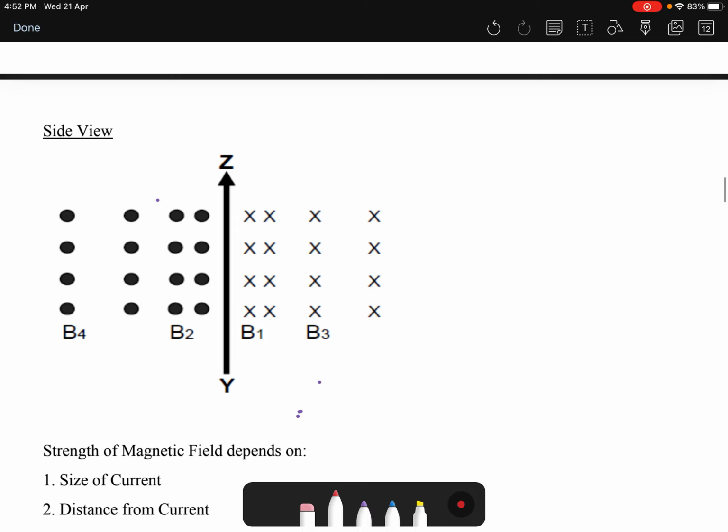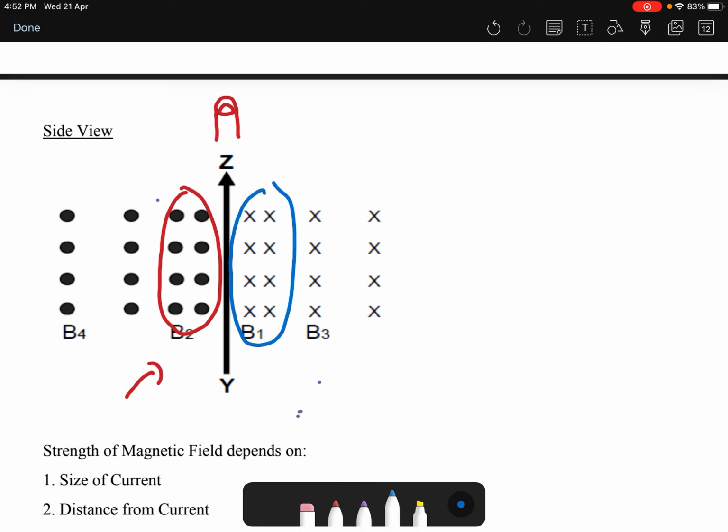So what about the side view? Same thing, your thumb is pointing in the direction of your current and you curl your four fingers. You notice that at the left hand side of your wire, your four fingers are coming out of the paper. So your magnetic field is out of the paper, and that's why it's represented by the dot. While for the right hand side of your diagram, your four fingers are into the paper, so your magnetic field is represented by the cross into the paper.